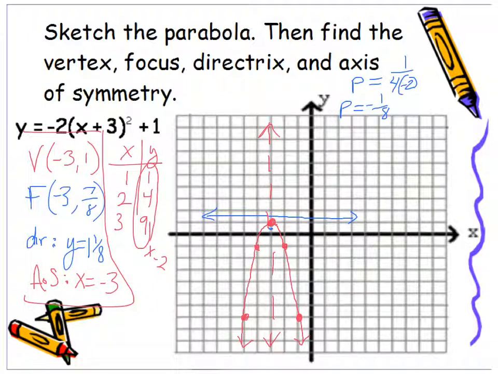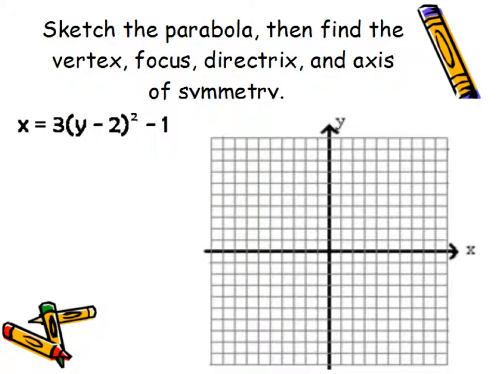All right, let's mix it up a little bit. Look at this equation. Tell me what looks a little bit different on this one. Notice it's an x equals instead of a y equals, and now we have our y inside the parentheses. You may remember from Algebra 2 that it's a sideways parabola. Instead of opening up or down, it will open left or to the right. Since my a value is positive, it's going to open to the right.